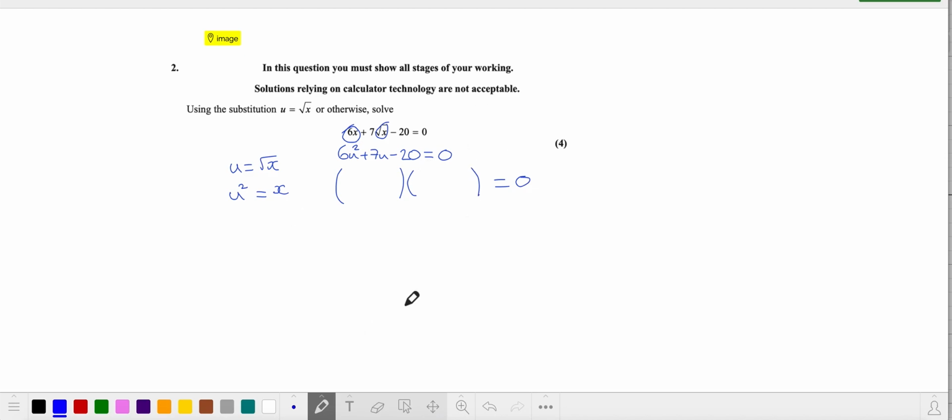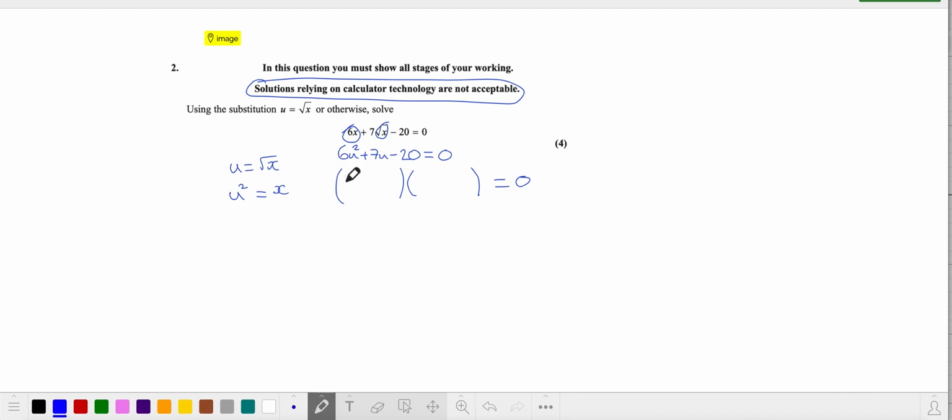You could, of course, just plug the values into the quadratic formula and evaluate that. What you can't do, though, with this question is just plug it into your calculator and take the solutions from there, because solutions relying on calculator technology are not acceptable. So you need some other way of solving this quadratic.